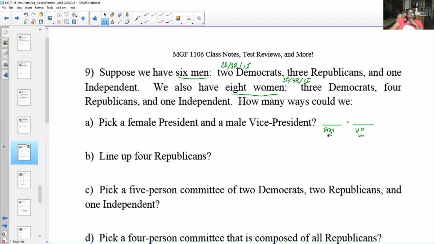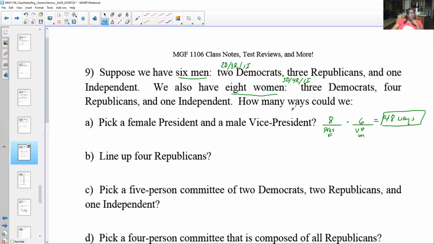Now, how many females do we have? We have 8. We have 8 choices for president that could be female. Then we need a male vice president. How many of those do we have? We have 6 males, so we have 6 choices there. Make sense? So now when we multiply this together, 6 times 8 gives us 48 ways that we can have a combination of a female president and a male vice president.